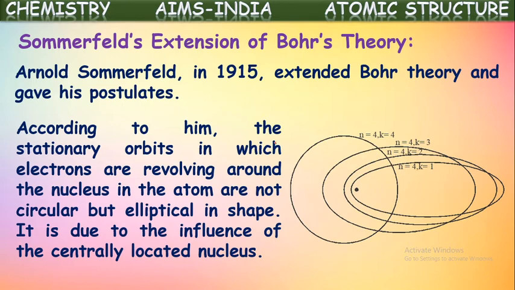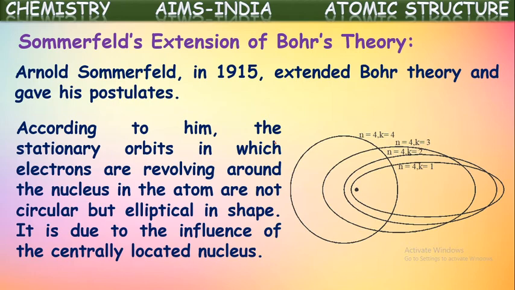Actually, till Bohr, previous scientists all told that electrons are revolving around the nucleus in a circular path called orbits. The same was told by Niels Bohr also. He called them stationary orbits, and they are circular imaginary paths.